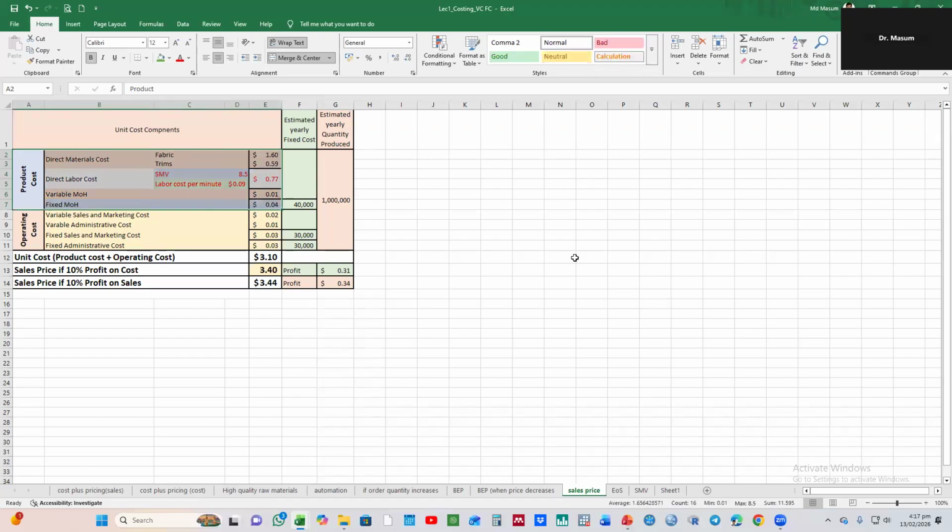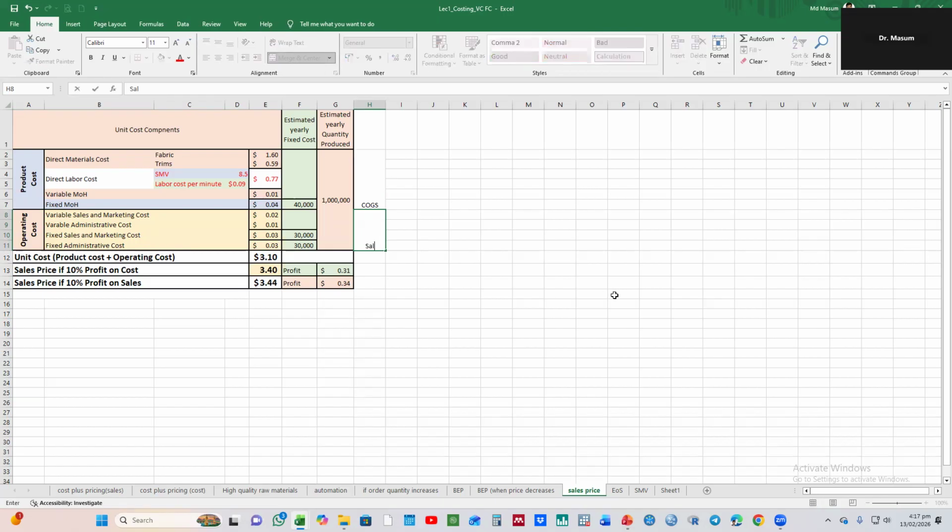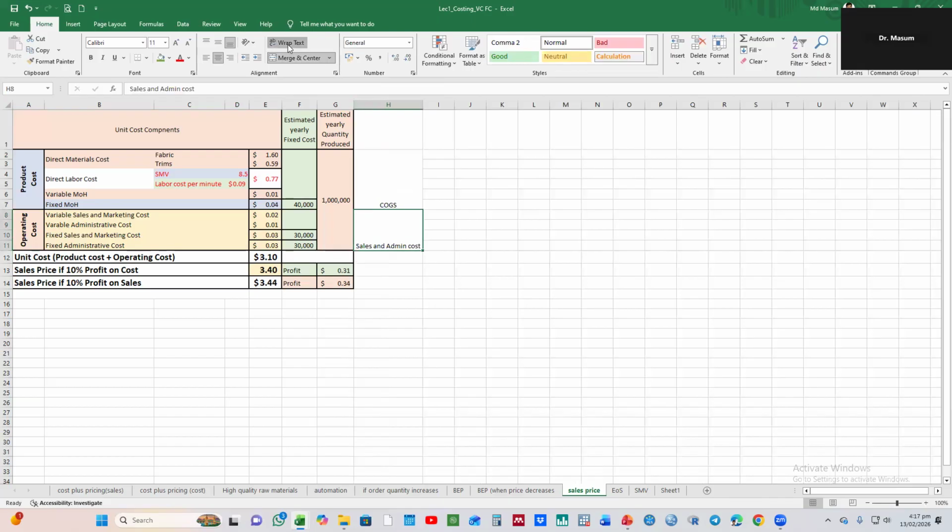Now you are thinking about the other costs in the factory. Other costs, for example, variable sales and marketing, administrative, fixed sales and marketing, fixed administrative cost. These are known as the operating cost. And from our financial accounting course, you know that there is a cost of goods sold, COGS, and this is known as operating cost. Sales and admin cost is also known as operating cost. So you have to add these costs together.